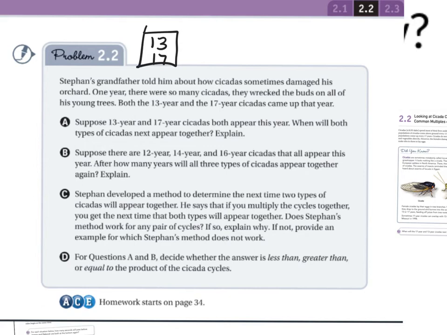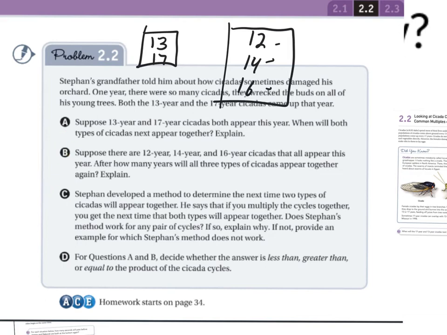Interesting problem. Factors, multiples, common factors? I'm not sure. B, suppose there are 12, 14, and 16-year cicadas. So for part B, let's say there's 12, 14, and 16-year cicadas that all appear this year. So this is our starting point this year. When will they appear together again?